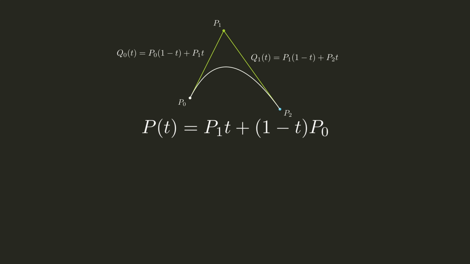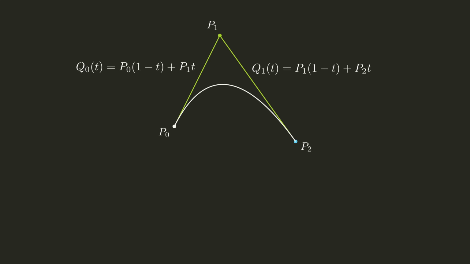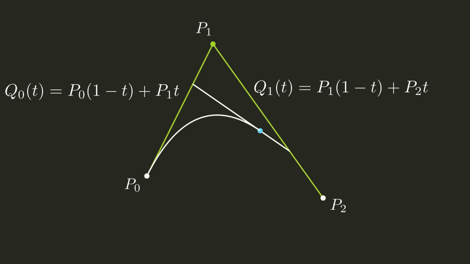We can rewrite this though in terms of Q0 and Q1. This would give us P of t equals Q1 times t plus Q0 times 1 minus t. And if we plug it all in, we get this. This will give us a nice Bezier curve from 0 to 1 that goes through P0 and P2 and is bent towards P1. We can graphically visualize this as an interpolation between Q0 and Q1 like this.